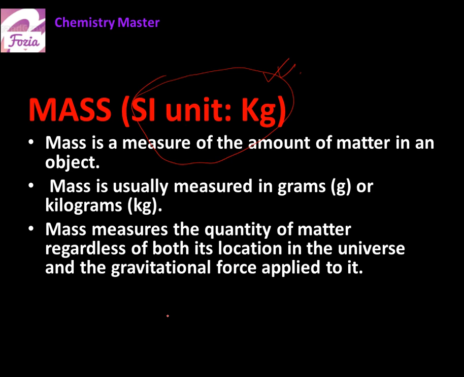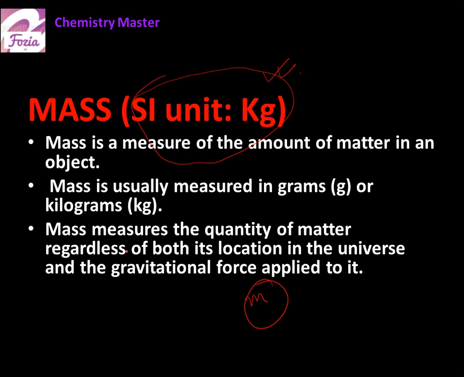So mass is usually measured in grams or kilograms in daily activities. And the mass we measure is the quantity of matter that remains constant, and that amount is regardless of both its location in the universe and the gravitational force applied to it. So why is this written here? Because the amount of matter remains constant in the whole universe. So this is just the revision of the difference between mass and weight.